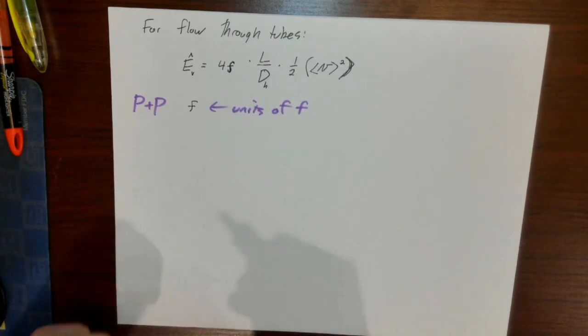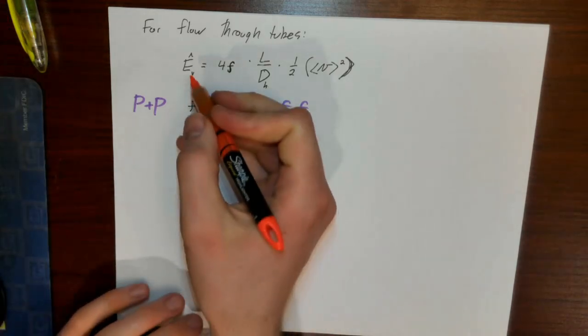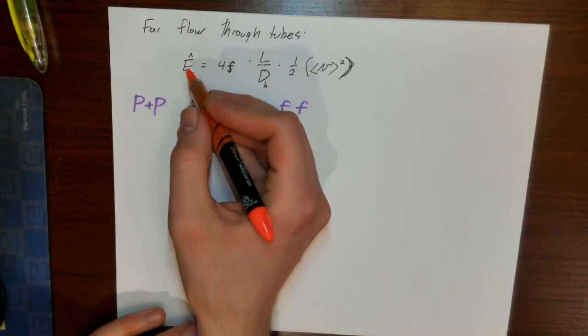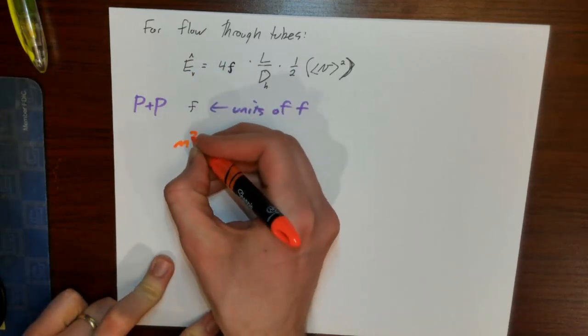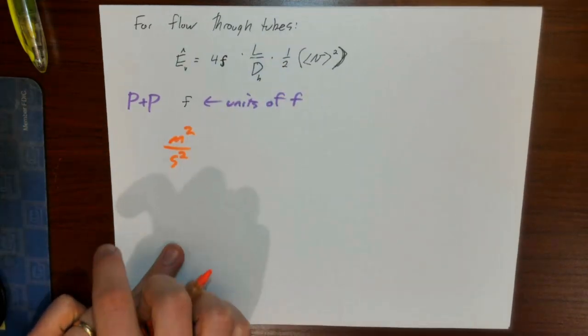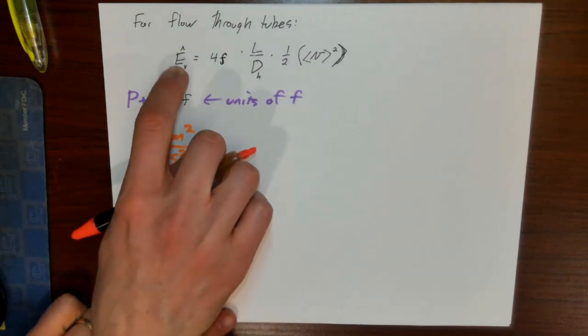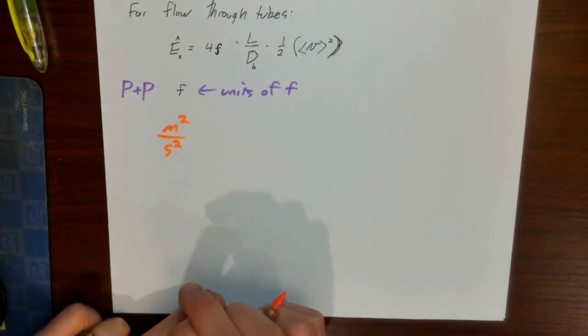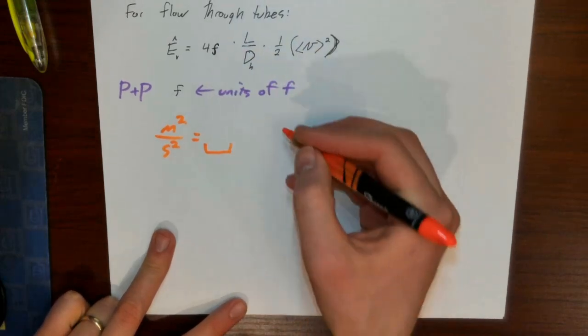What are the units of f? Well, hopefully we've had a chance to pause and ponder. If you look back at the previous equation, we know that this viscous loss term has to have units of meters squared per second squared, right? It's an energy per unit mass. And we talked about earlier in the lecture what the units of all of the terms in this conservation of energy equation need to have. So this has got to equal whatever units f has.